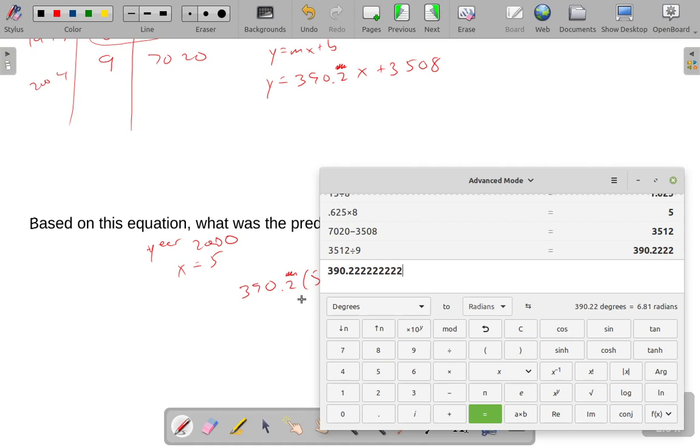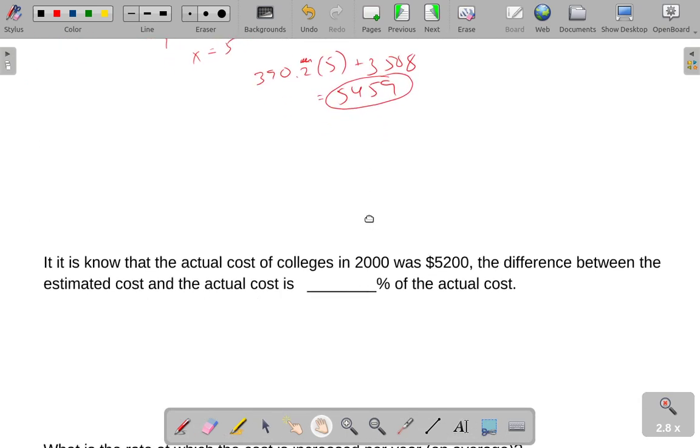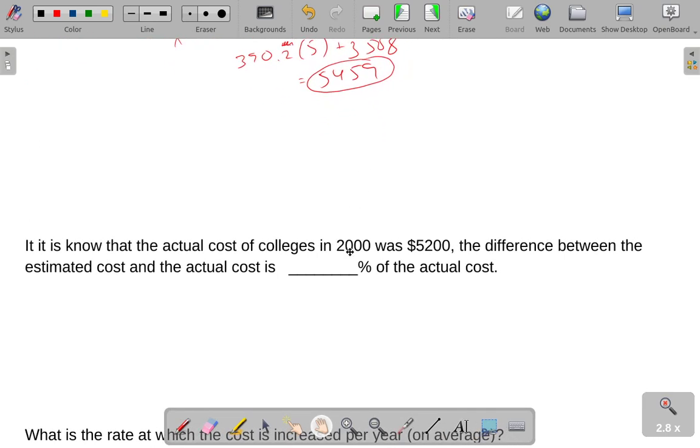Let's see. We get 390.2 times 5 plus 3508, which gives us 5,459. So according to this model, colleges would cost that much. It is known that the actual cost of colleges in 2000 was $5,200. The difference between the estimated cost and the actual cost is blank percent of the actual cost.